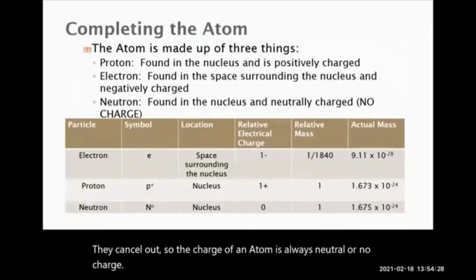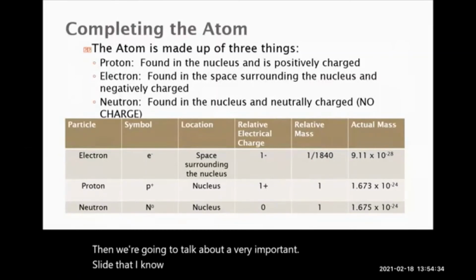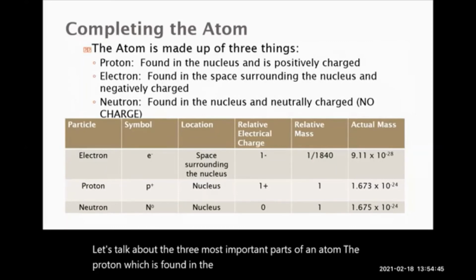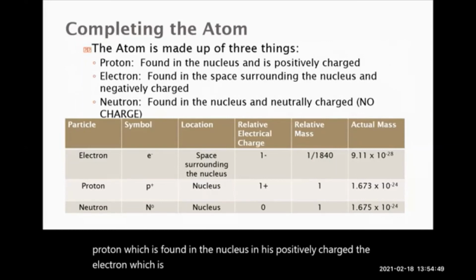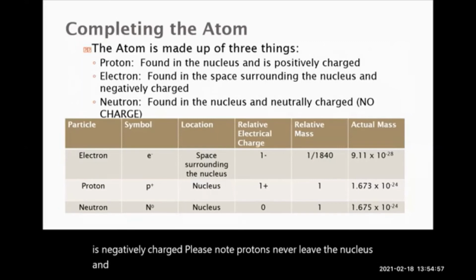Then we're going to talk about a very important slide that I know you're going to screenshot, take pictures of, and learn to love. Let's talk about the three most important parts of an atom. The proton, which is found in the nucleus and is positively charged. The electron, which is found in the space surrounding the nucleus and is negatively charged. Please note, protons never leave the nucleus and electrons never enter the nucleus.